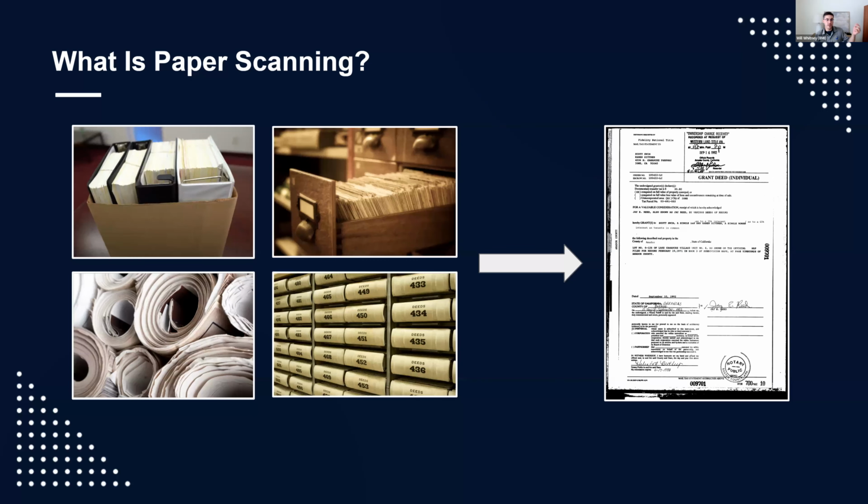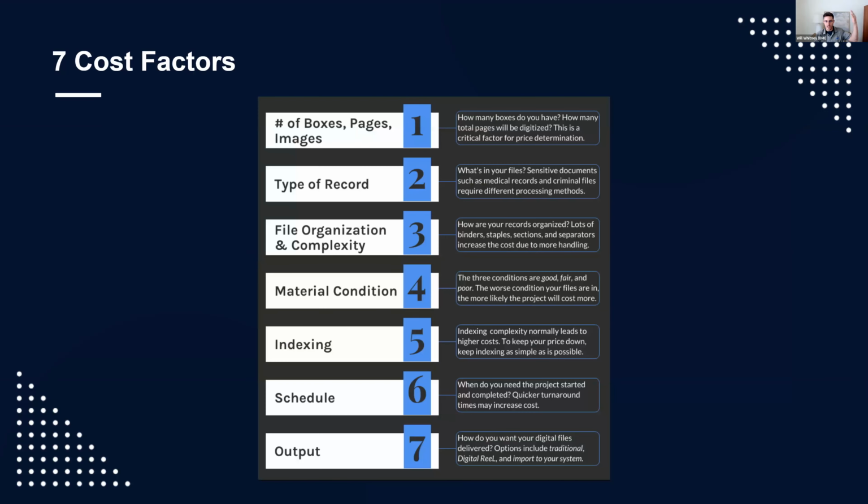All right, so before we go into the individual factors one by one, these are the 7 cost factors that we see in most projects. You have the quantity, the type, organization, indexing, output. All these will go into how your paper scanning project is priced and what's going to cost you.